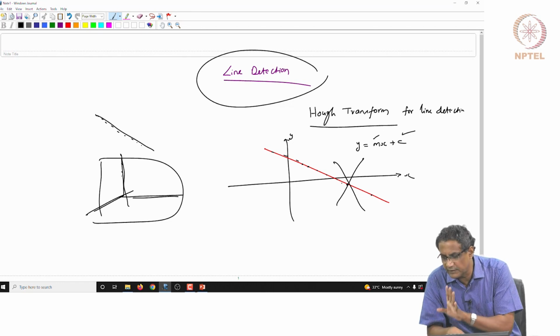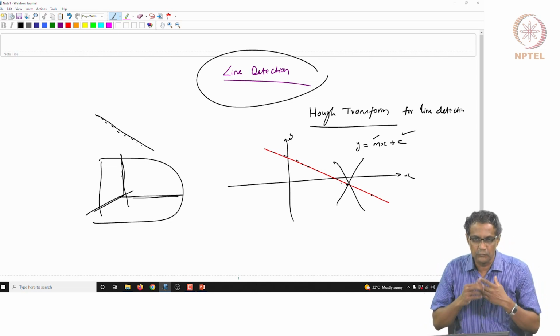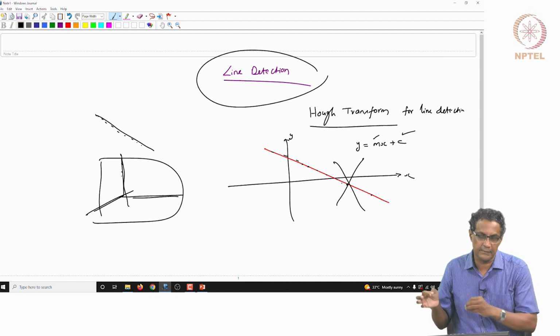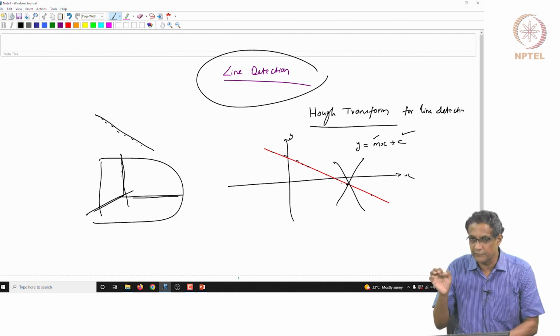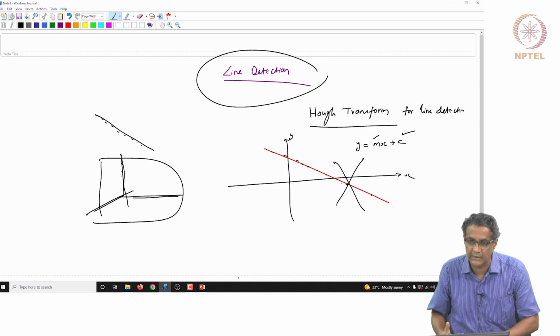This slope-intercept form has one problem. What is that problem? If you think about some kind of voting scheme, where you want to see how many of these points vote for one particular m and c, that will give you an indication that there are enough points voting for one m and c, and therefore probably there is a line passing through that. But there is a problem with that.